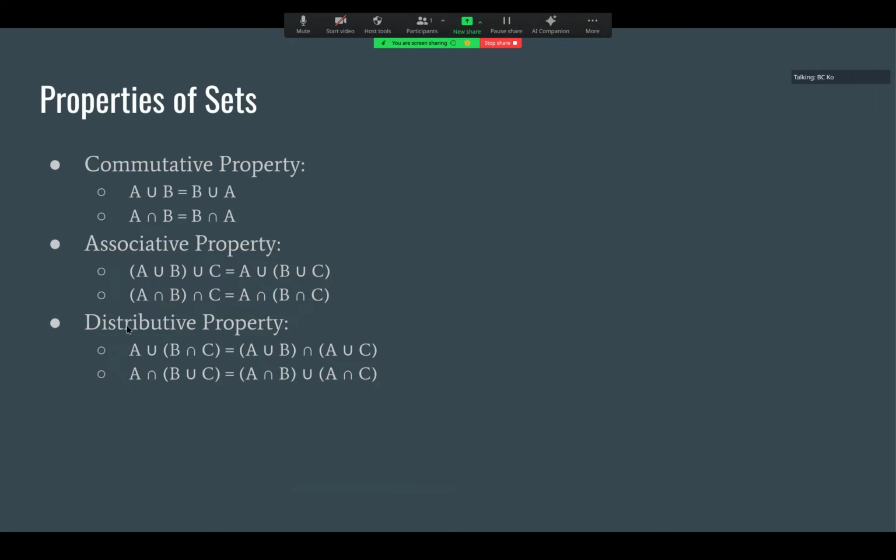The last property is the distributive property, which involves both union and intersection. So A union (B intersection C) is equal to (A union B) intersection (A union C), and it applies for intersection as well.